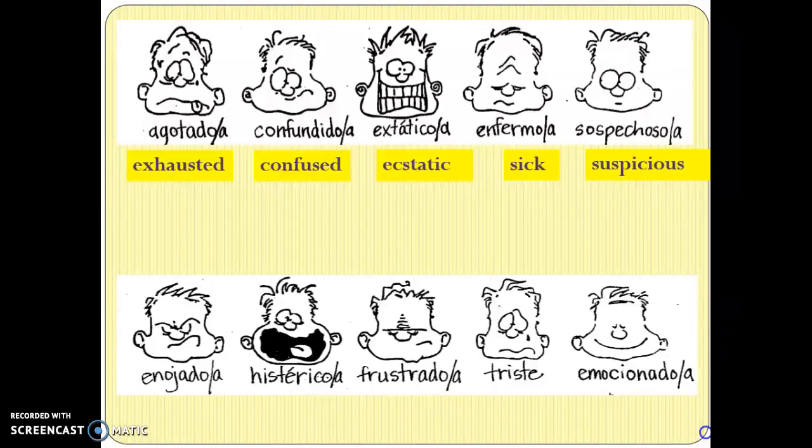All right, the next row, enojado means angry. And to me, that's a false cognate because it looks like the word enjoy. And again, maybe you can make a connection that some people do enjoy being angry, but to me, that's opposite. It's a false cognate.